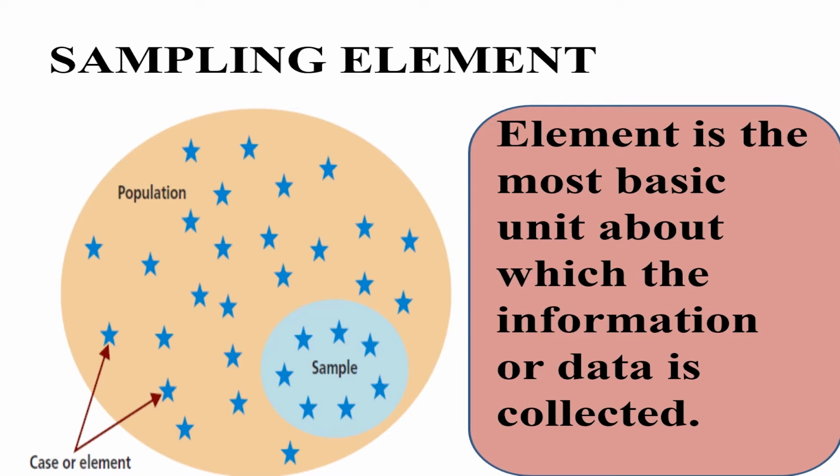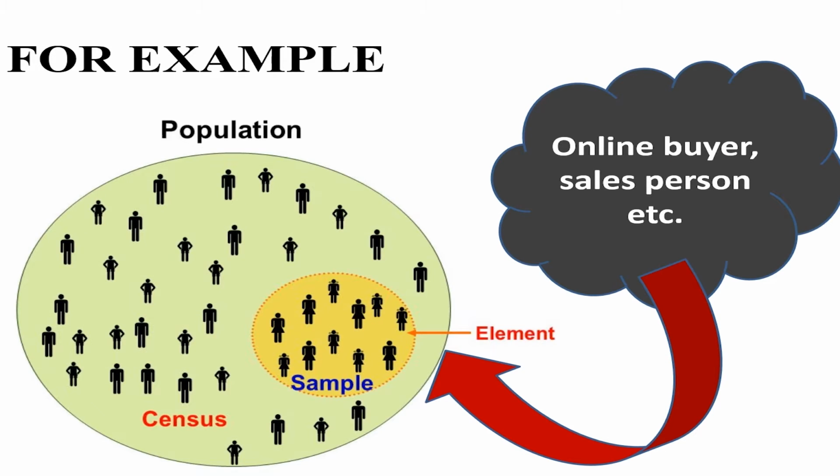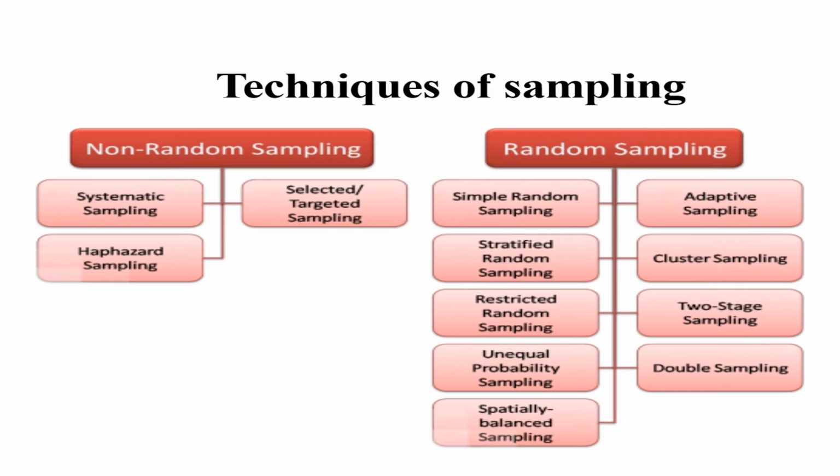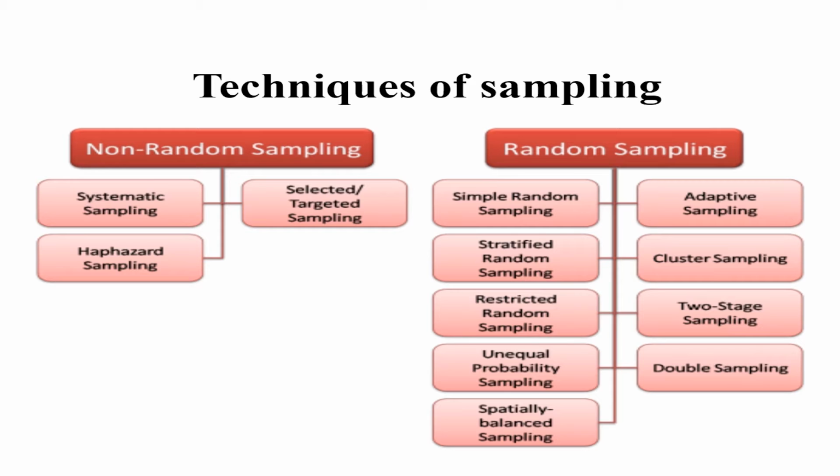The next is sampling element. This is the most basic unit about which the information or data is collected. For example, online buyers, salespersons, etc. Now we will study the methods of sampling and sampling designs.